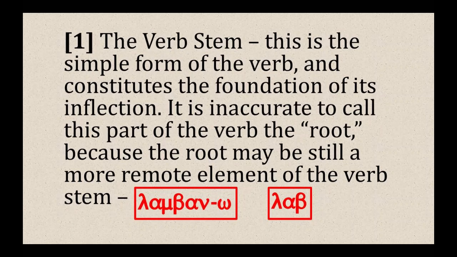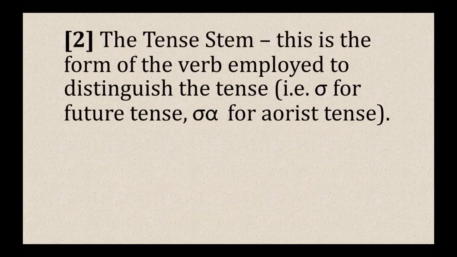The tense stem, then, is the form of the verb employed to distinguish the tense. So we have sigma for future tense and then sigma alpha for aorist tense. If you look on your chart, for the aorist you'll see sigma alpha. You have that for the aorist active and also aorist middle and passive, right? So whether it's active, middle, or passive, we have sigma alpha and then we have the augment on the front. For the future, we just have sigma and no augment.